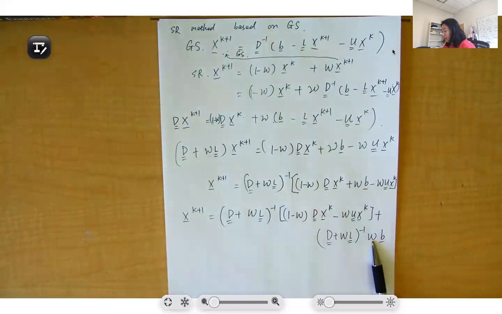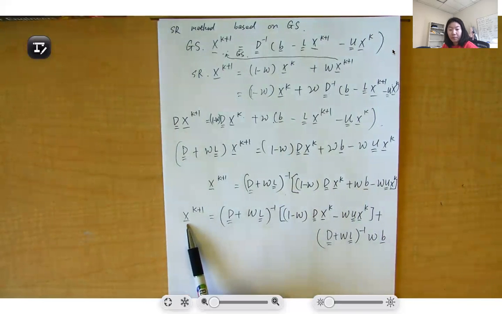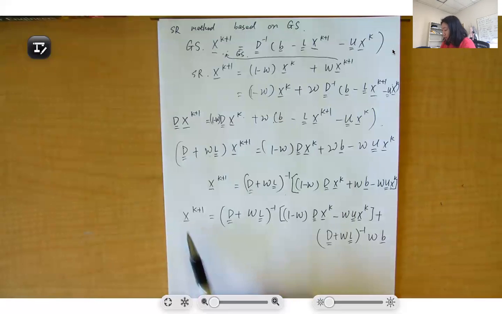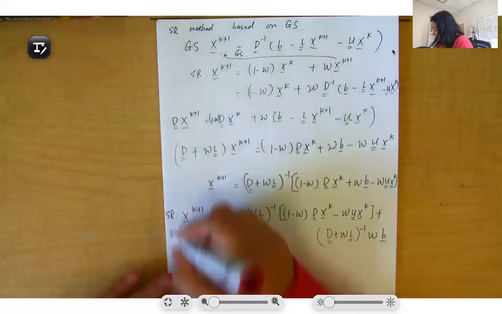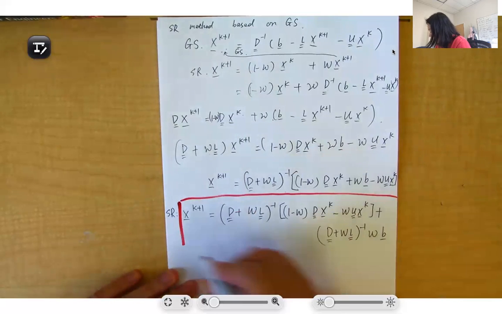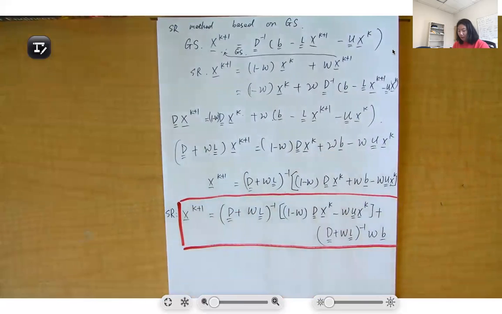Then this is the iteration matrix for the SR method, for the SR method. Okay, SR. And you can highlight this. This is for the SR method.